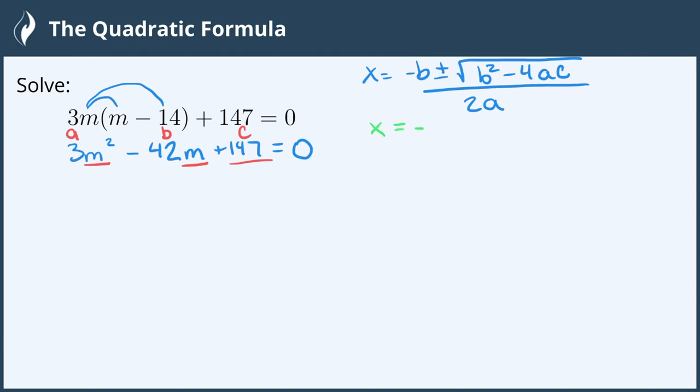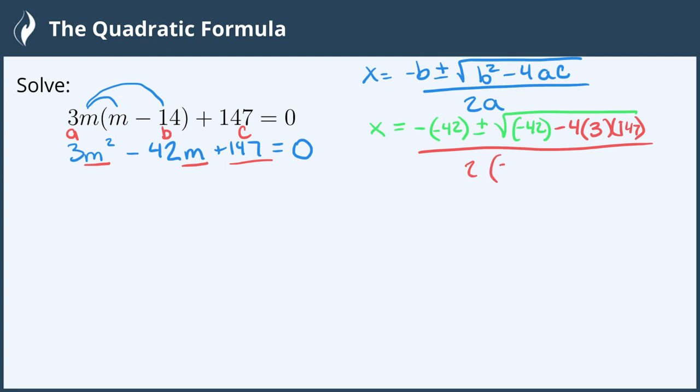So we get x equals negative, and then put in parentheses b, which is negative 42, plus or minus the square root of b squared. B is negative 42. And making sure that you put in parentheses for every time we do a substitution, because that keeps all the signs very clear. So then we subtract 4, and again we're going to substitute a with parentheses and c with parentheses. A is 3 and c is 147. Now this is all divided by 2 times a, which is 3.